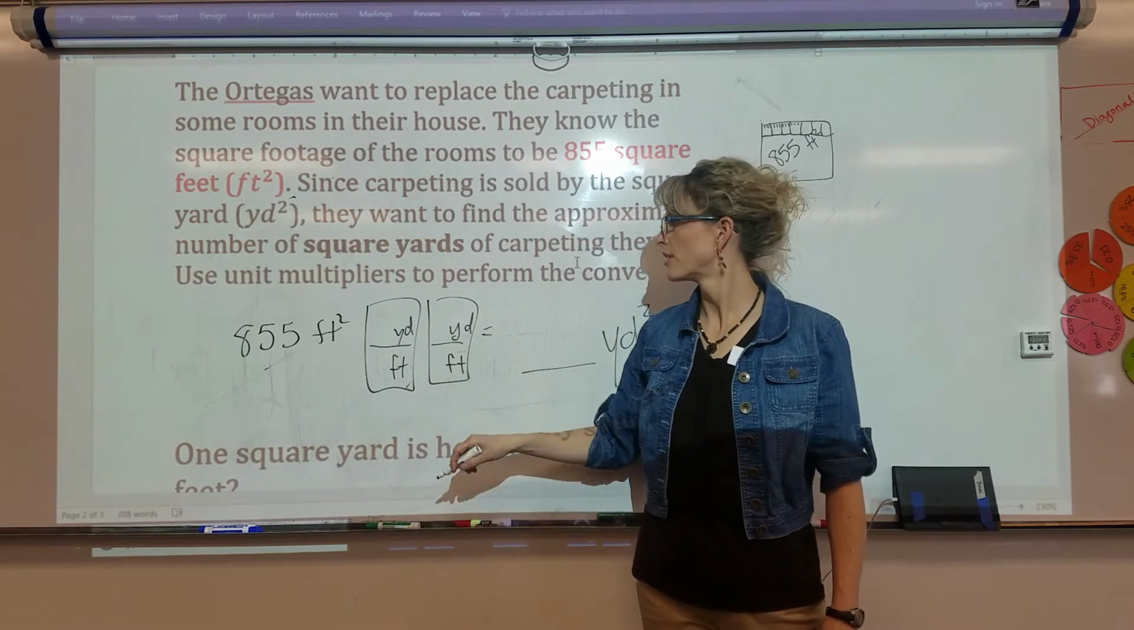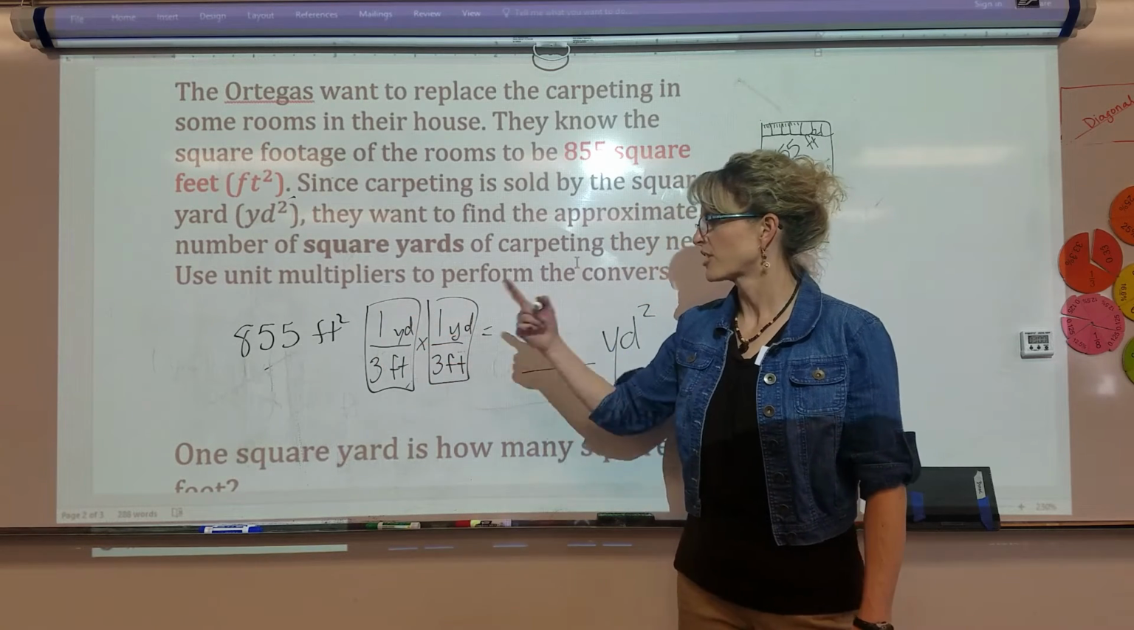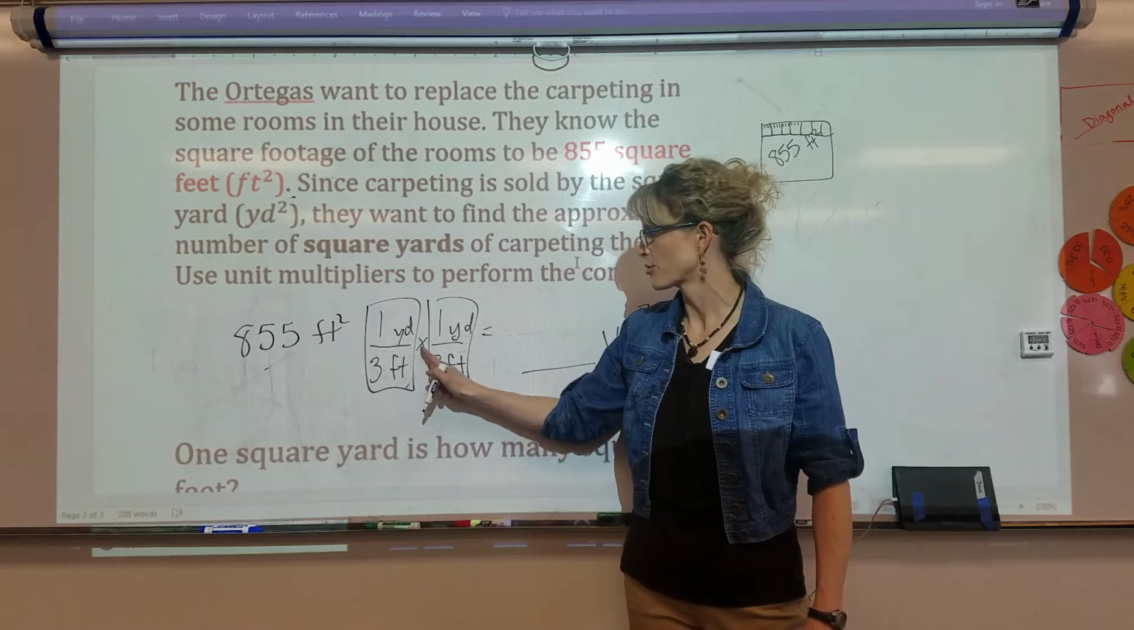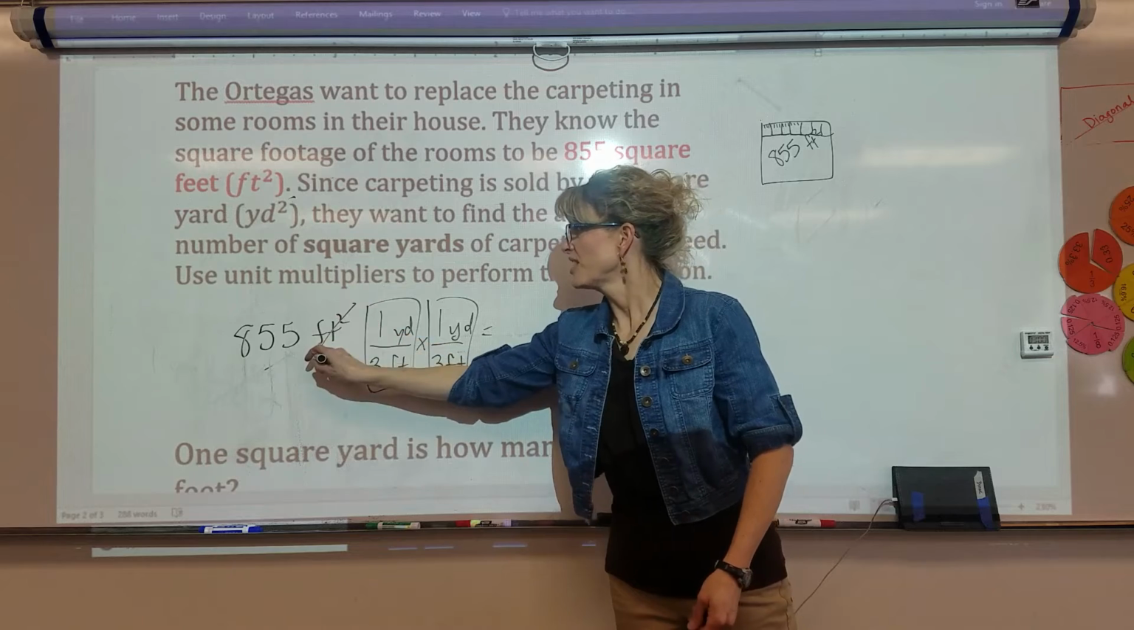Okay, Spencer? 3 feet to a yard. 3 feet to 1 yard, 3 feet to 1 yard. We're multiplying. Be careful. A couple students have been trying to add these. The fact that we're multiplying is why we get to cross cancel. Feet squared cancels.